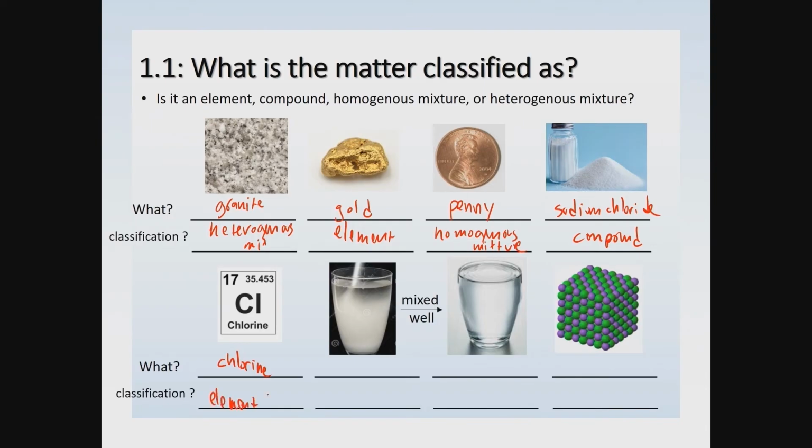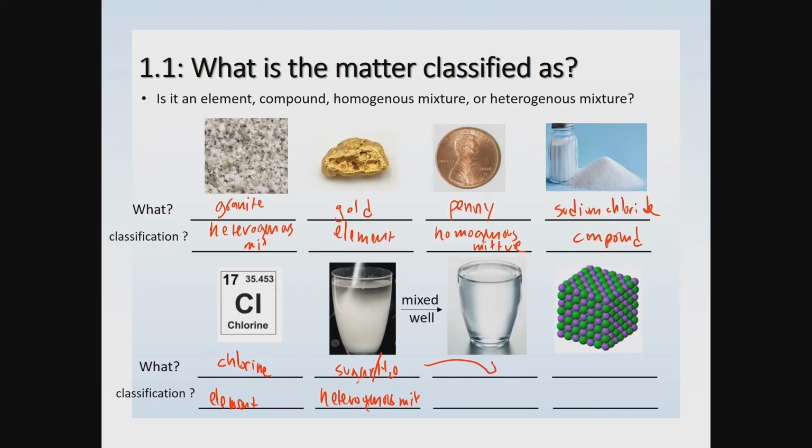So what we have in the next picture is sugar being dumped into water, and so far the sugar is not thoroughly mixed in with the water. So it is a mixture because you have two or more pure substances being mixed, which are the compound sugar and the compound water. But because they are not thoroughly mixed, this would be a heterogeneous mixture. So this is sugar, water.